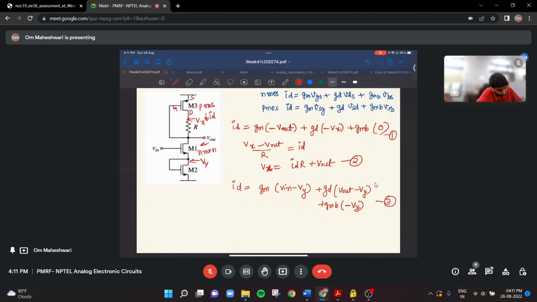Fourth equation, for this M2: ID equals GM times VY plus GD times VY. So from here we can get VY equals ID divided by (GM plus GD). Let me call this 4. I'll put this in this equation.